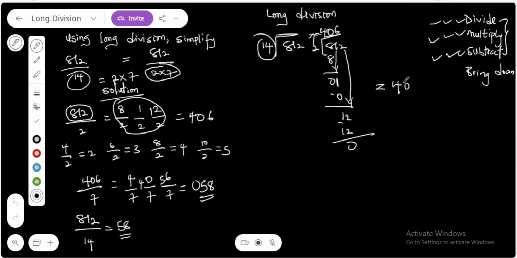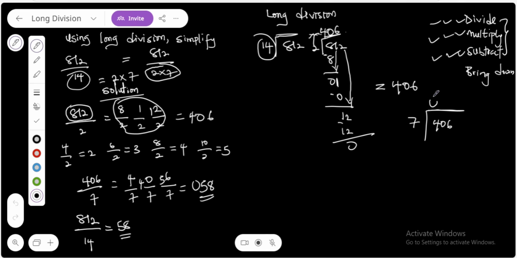So it means our result is equal to 406. Now you see, this 406 becomes our new dividend, whereas, remember, we have to divide 812 by 14. We split 14 into 2 times 7. We already divided 812 by 2. We must divide the result also by 7. So 7 becomes our new divisor. We tend to do this division digit by digit. So first, we divide from the first digit.